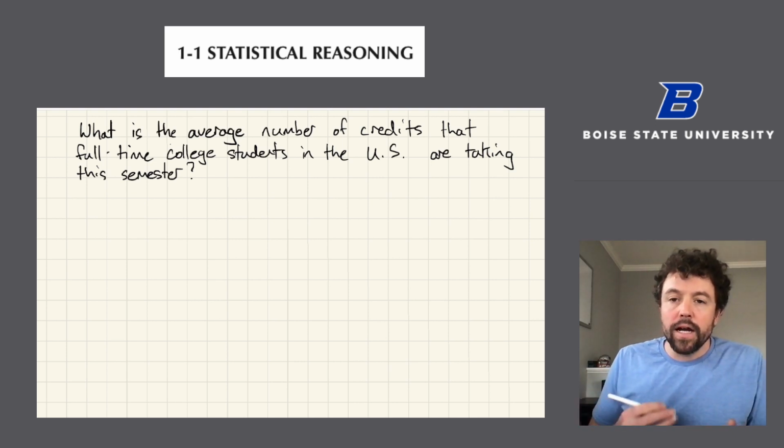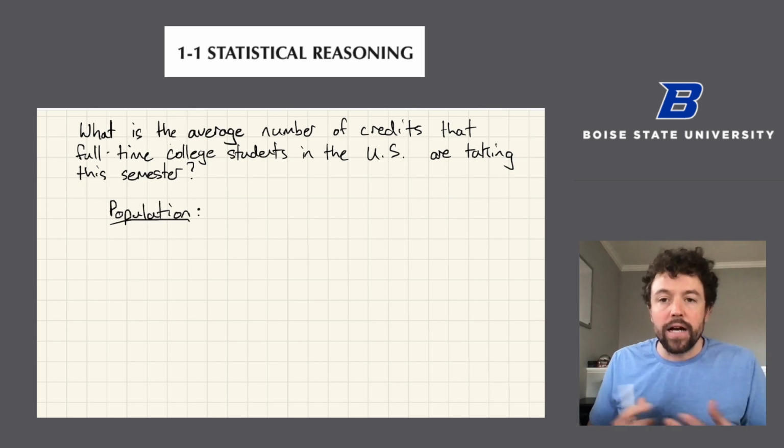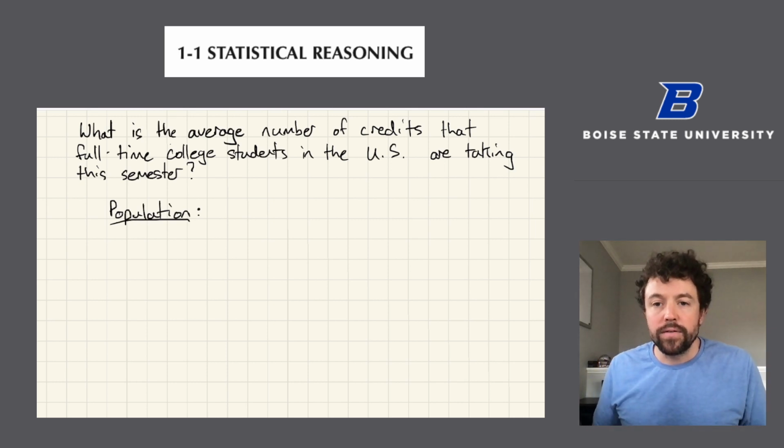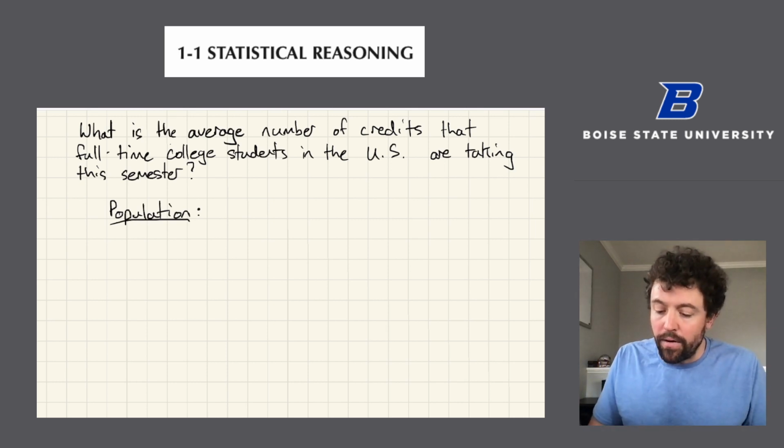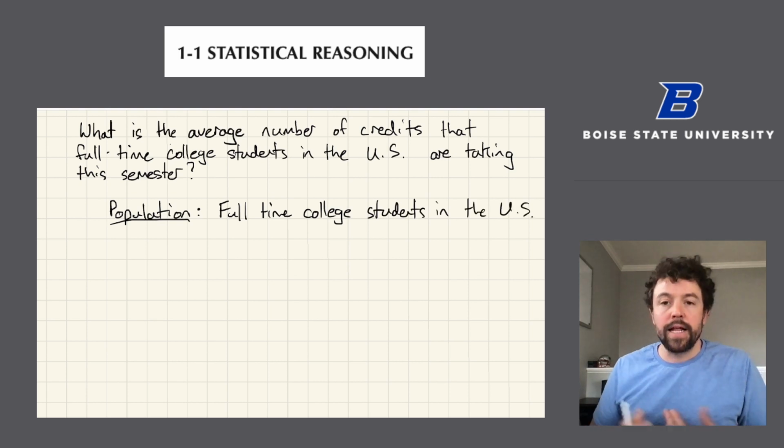So we're talking about a population. So our population in a statistical question is the group of people or things that we actually are asking the question about. So in this problem, we're asking a question about full-time college students in the United States. That's the group that we're interested in understanding.